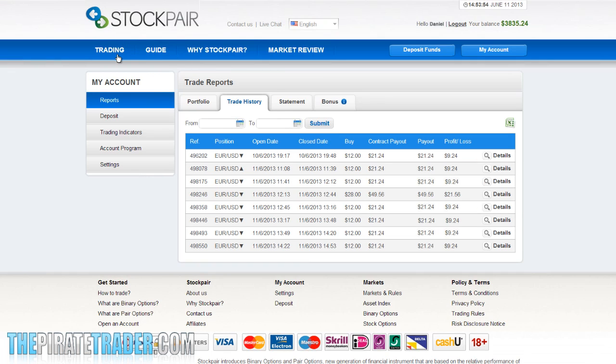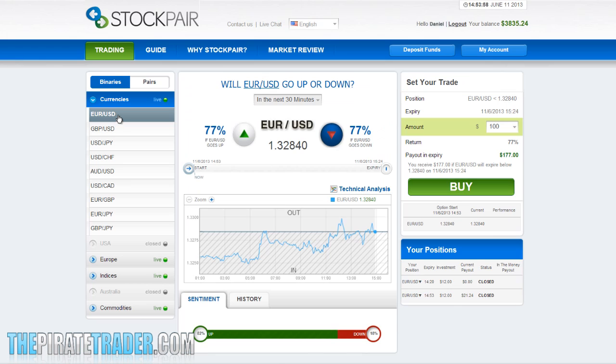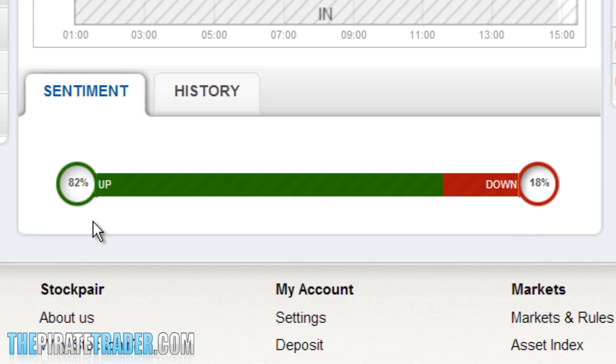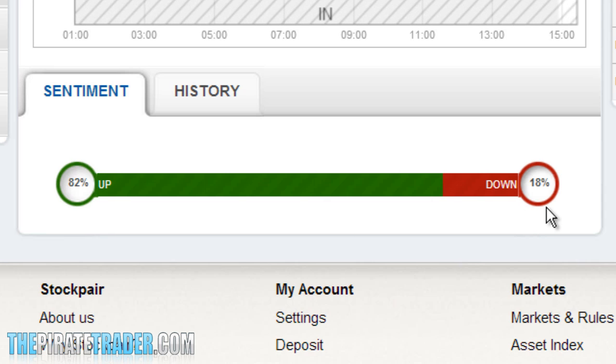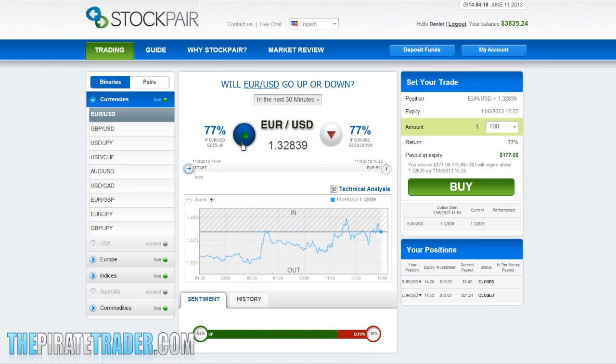Here we go then. We'll click back to trading. I'm going to stick with trading Euro-USD. I'm going to look at the Sentiment tool to see what direction most traders are trading. As you can see, 82% saying it will go up and 18% are saying it's going to go down. So we're going to stick with the majority. Let's click on the Up Call button.